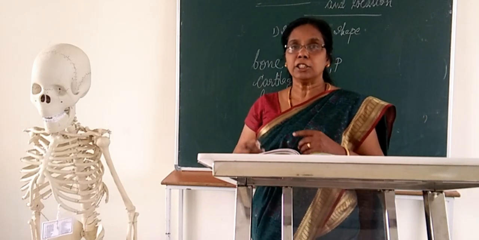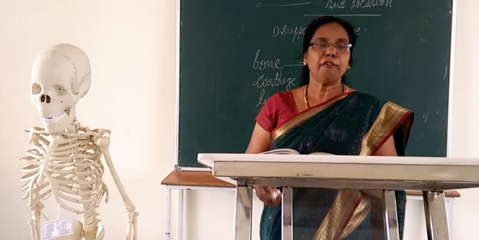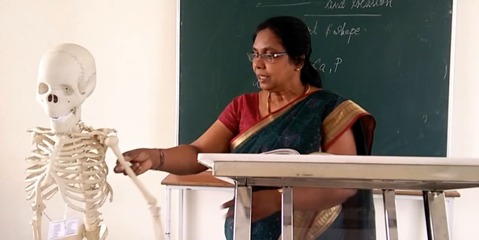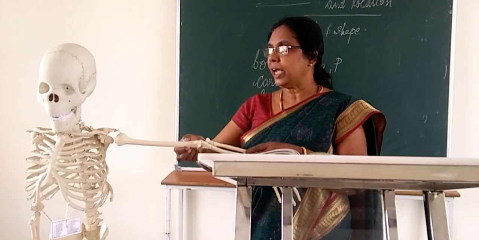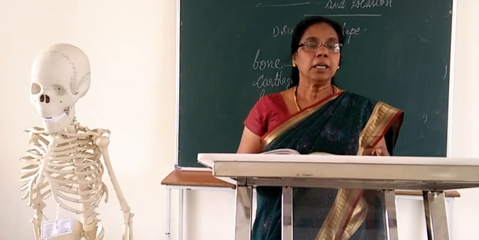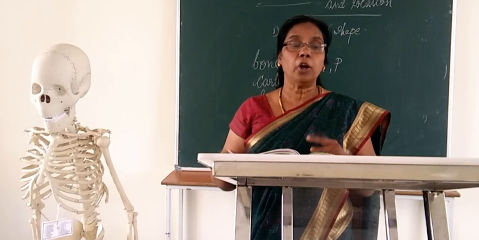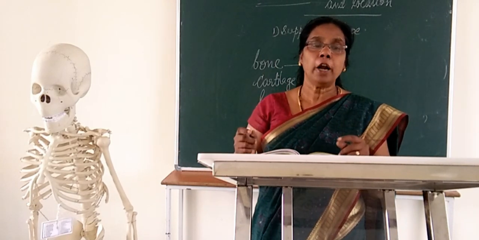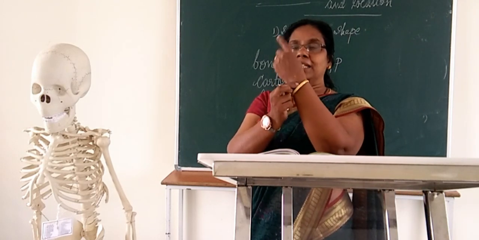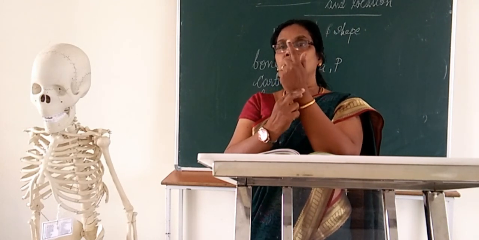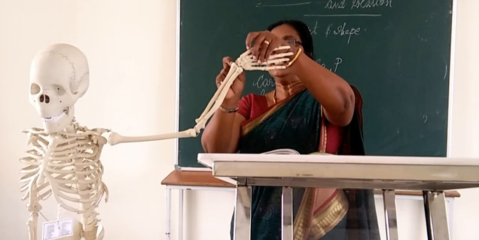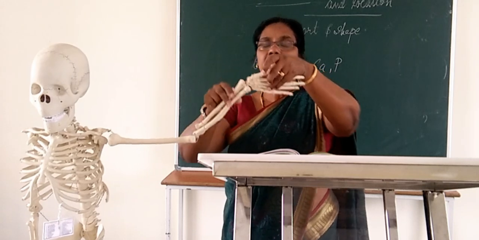First one is called long bones. For example, bones of the arms, legs, etc. See, these are the long bones of the arms and the legs. Second one is short bones. For example, you can see the wrist region here. These bones are very small. Here, the wrist region, very small bones you can see.